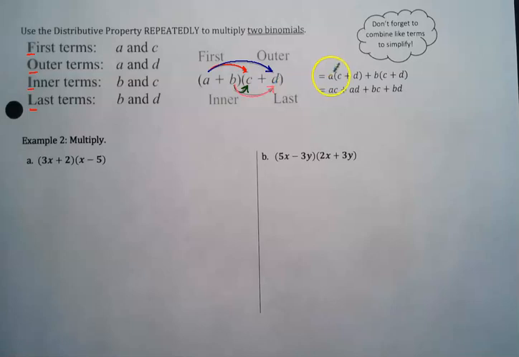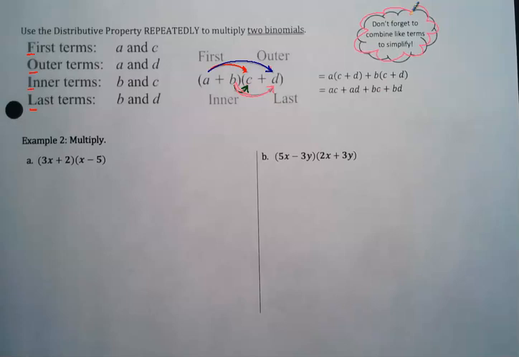This shows it a little more. We're going to do a times c and a times d. So we're distributing the a to the c and the a to the d. And we distribute the b to the c, and we distribute the b to the d. However that helps you think about it. We're going to end up with the quantity a times c plus the quantity a times d plus the quantity b times c plus the quantity b times d. And remember, don't forget to combine like terms to simplify your answer.